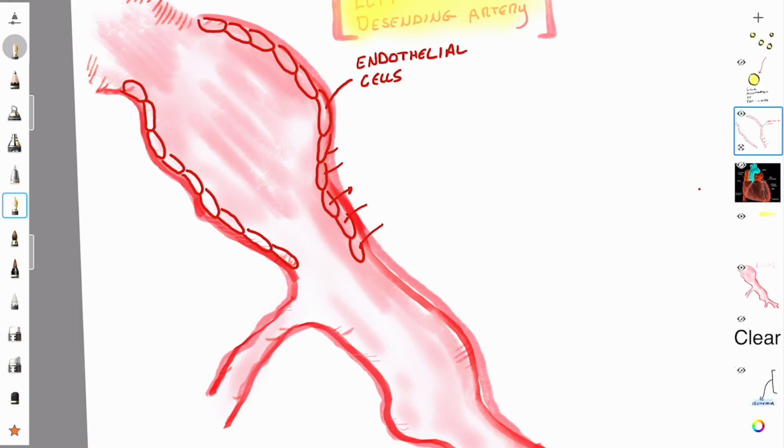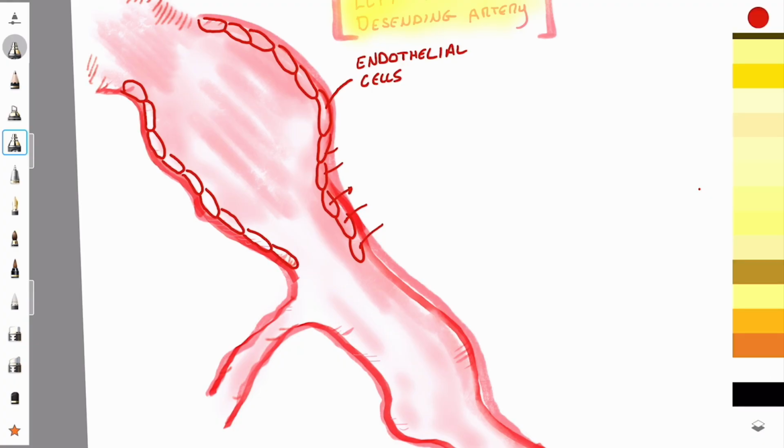Now, on the outskirts of those endothelial cells, and I'm just going to color this in right now, this is where all of your myocardium is, right? So these cells, let me just draw this in. This is all the myocardium here. You can see that I'm coloring it in.